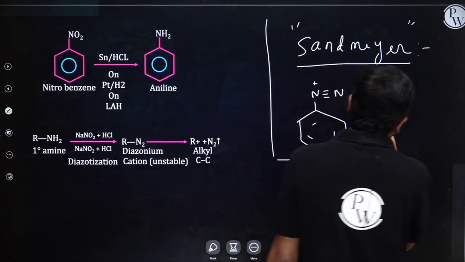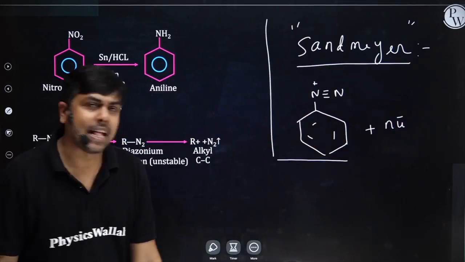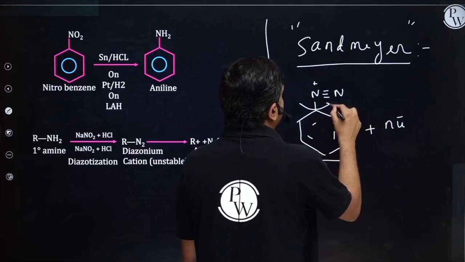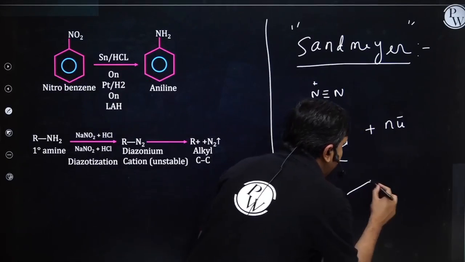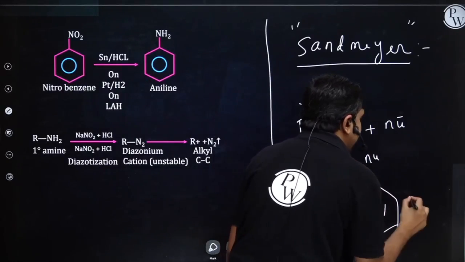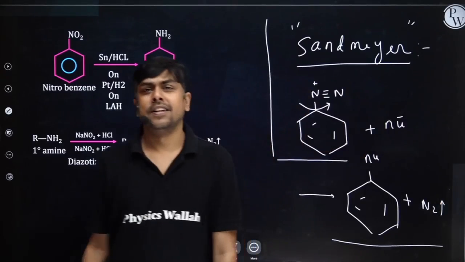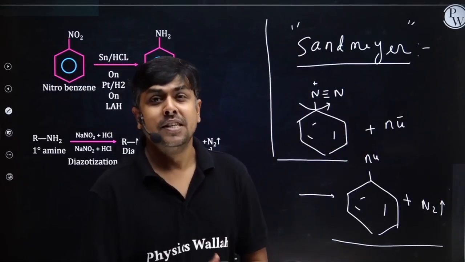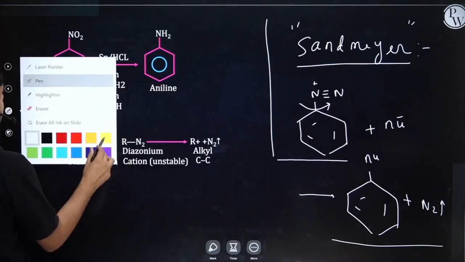if it's treated with a nucleophile Nu minus, what will happen? I will have nucleophilic substitution reaction. This N2 positive, being one of the best leaving groups, will easily get departed, and I will have the formation of PhNu plus N2. Am I clear, students? Now let's discuss how do we get this diazonium salt. In order to prepare this diazonium salt, first we take nitrobenzene.